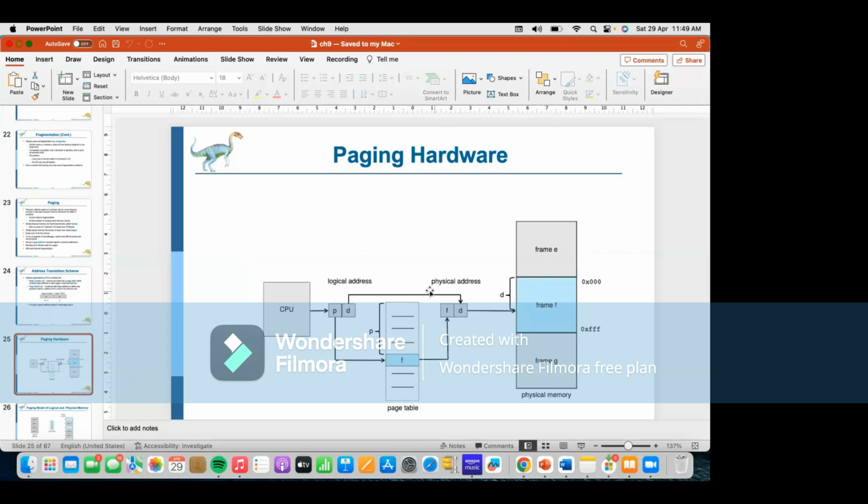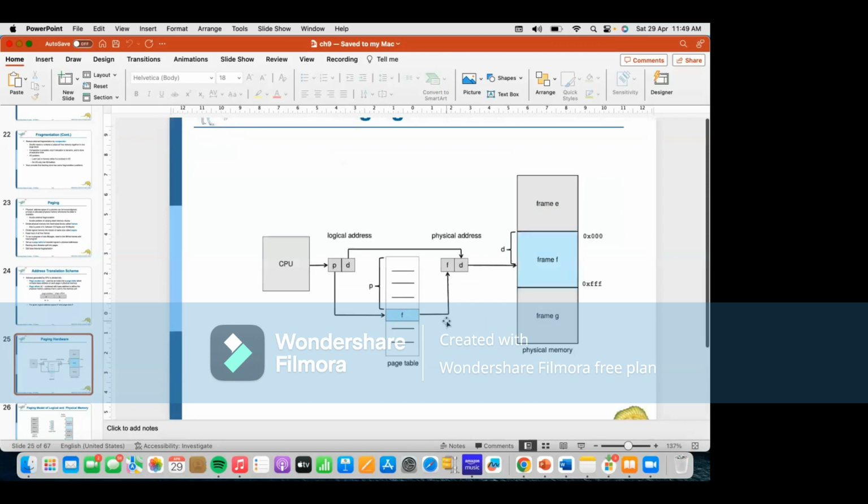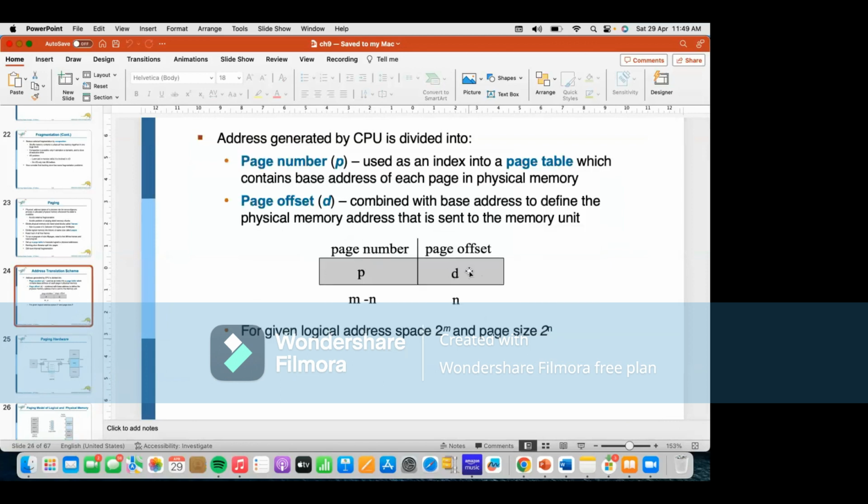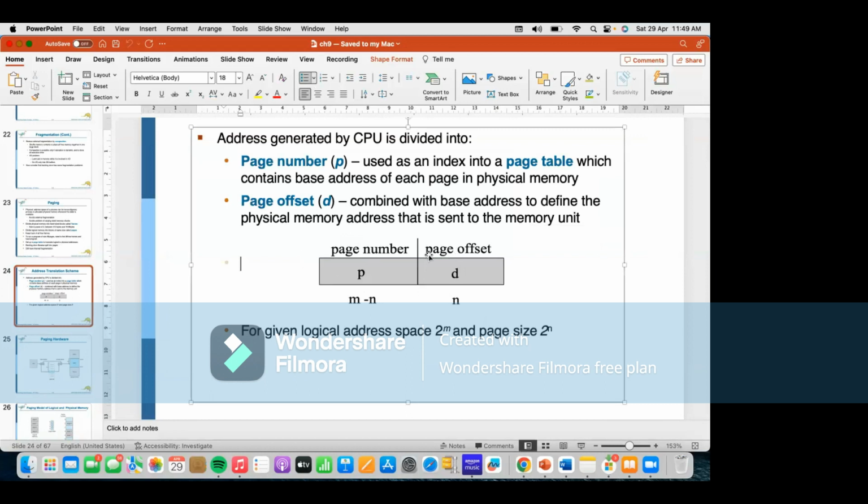The logical partitions are called pages, but in actual physical memory, they are called frames. The CPU generates a logical address, and F is the frame number. The D is the offset, showing where it is and how much space it requires. The CPU generates a logical address which contains page number plus offset. For example, the page number is 4 and the offset is 5 KB.